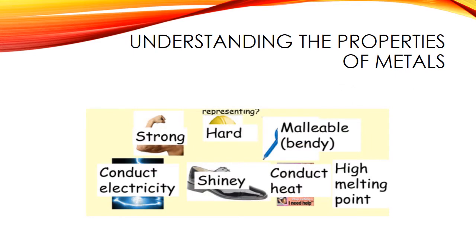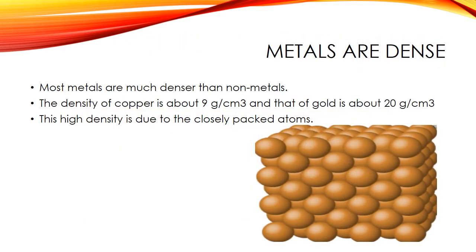Dear students, here I will describe the properties of metals. Dear students, metals are dense. Most metals are much denser than nonmetals. The density of copper is about 9 grams per cubic centimeter and that of gold is about 20 grams per cubic centimeter. This high density is due to the closely packed atoms. The diagram shows how regular layers of atoms make up a large structure.